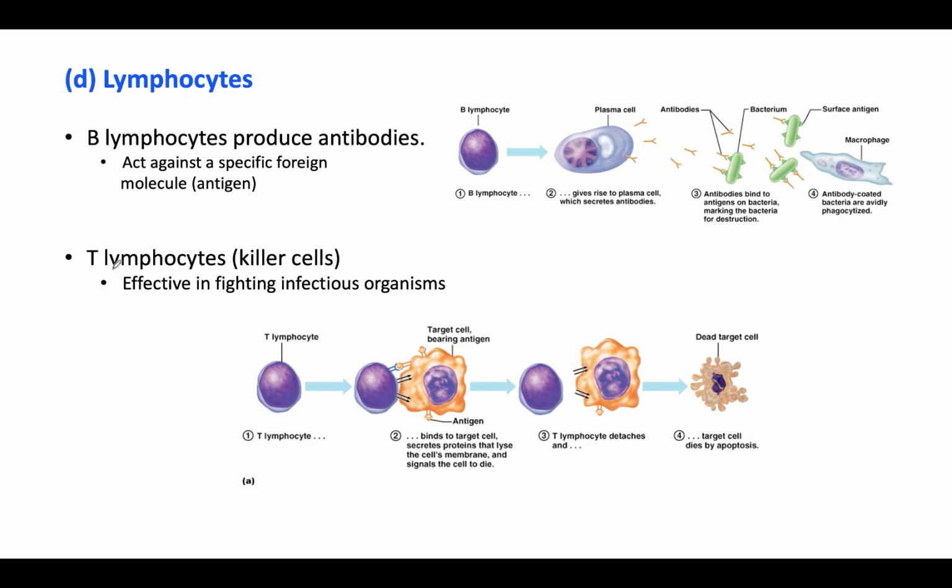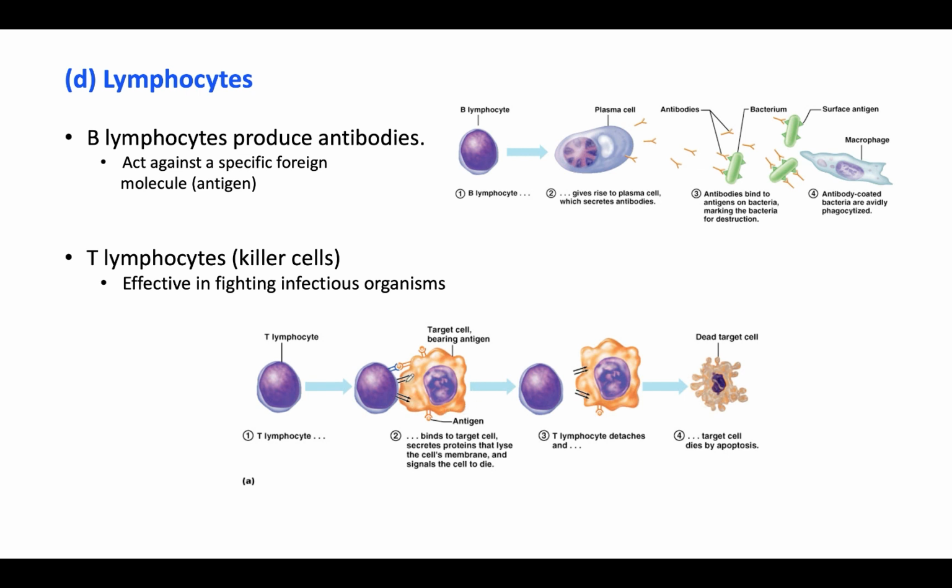T lymphocyte is called killer cell or T cell. Why is T lymphocyte called killer cell? Because T cell directly attacks foreign cells by binding to antigen-bearing cells.